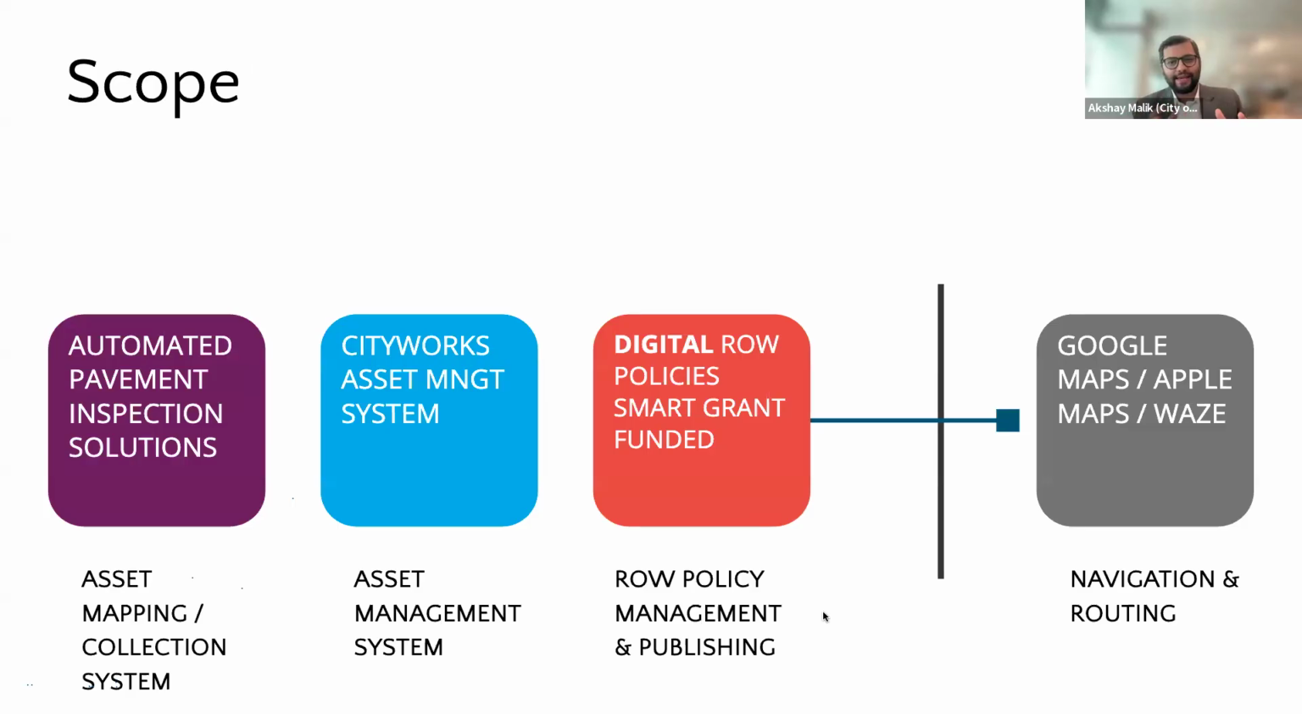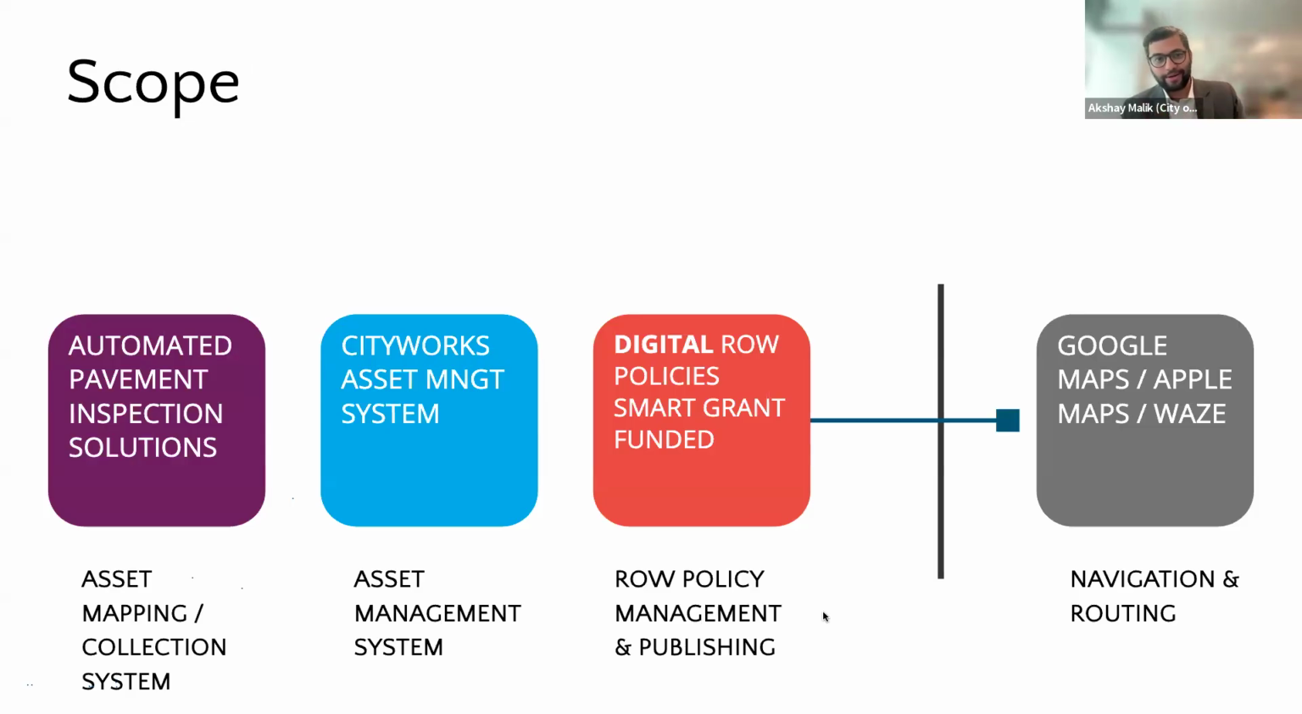Thank you. So here are four domains in which things exist, and we're doing just the orange one. The leftmost is automated payment inspection. There's an open RFP that my team is working on with Smart City, with the Streets Department, where we are looking at how asset mapping and data collection will happen.